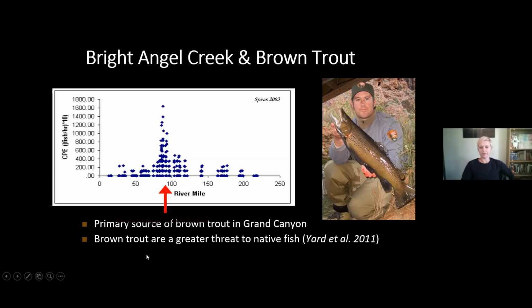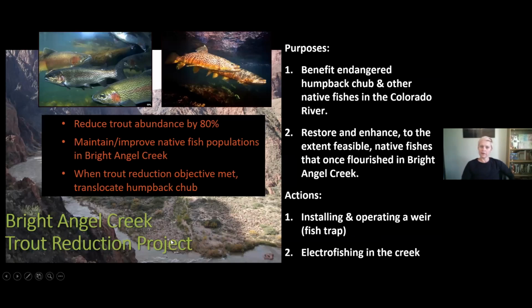Also, we know that brown trout are a greater threat to native fish than rainbow trout. Felt like it was an important thing to minimize. So we hoped to reduce trout abundance by 80%. We hoped to improve the populations of native fishes in Bright Angel Creek, and to eventually translocate humpback chub into there if we could meet that trout reduction target.